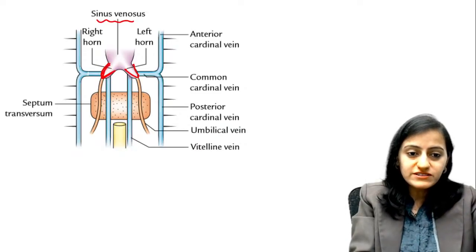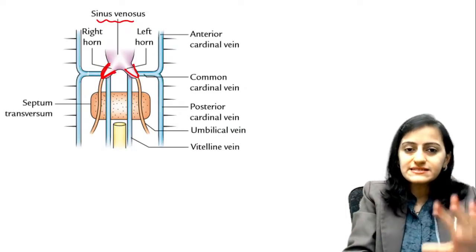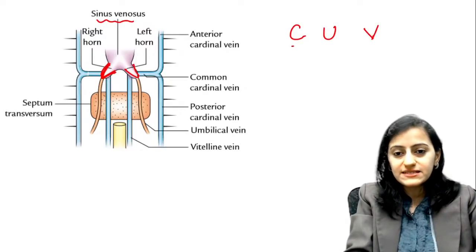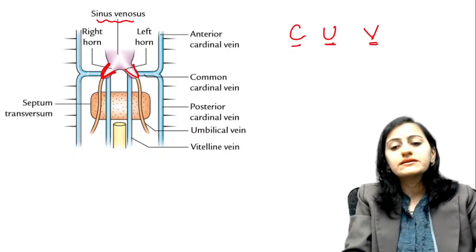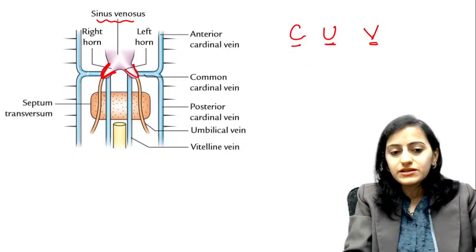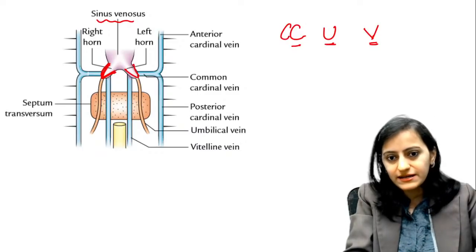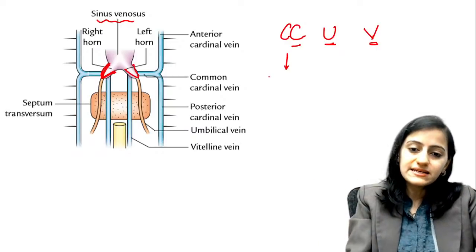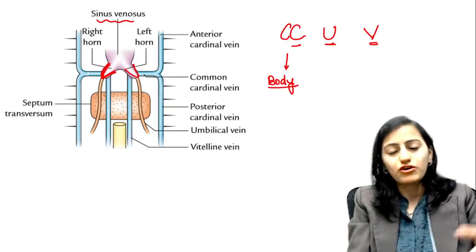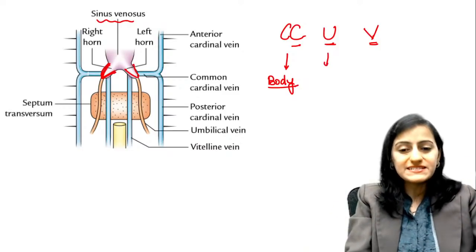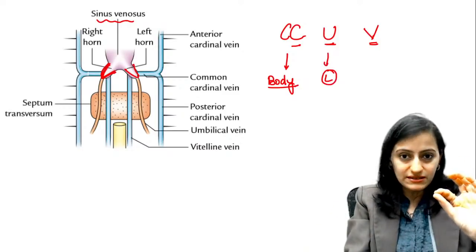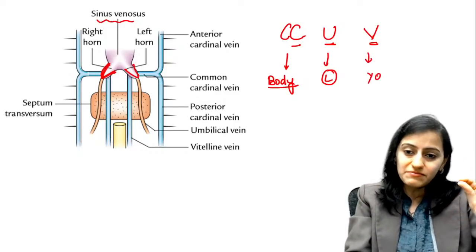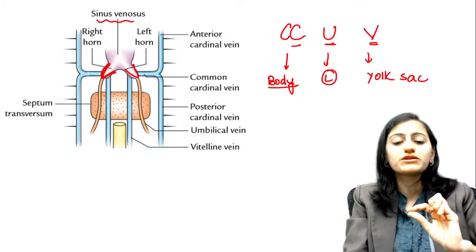Now each horn of the sinus venosus basically receives the blood from three veins. You have C, U and V. That is the cardinal vein, the umbilical vein, and the vitelline vein. Now the cardinal veins basically carry the venous drainage from the body wall. Umbilical, we said only the left is there, the right regresses. And the vitelline vein basically carries the venous drainage from the yolk sac.